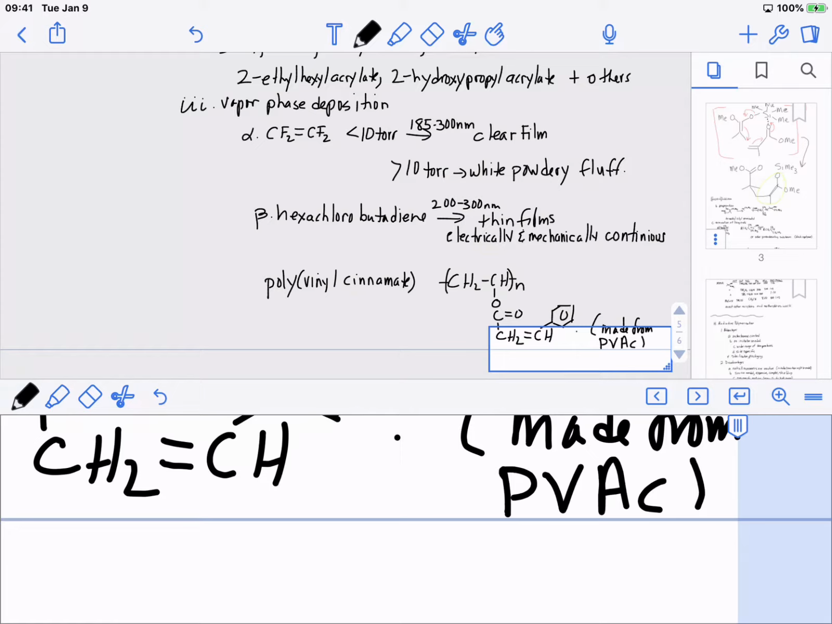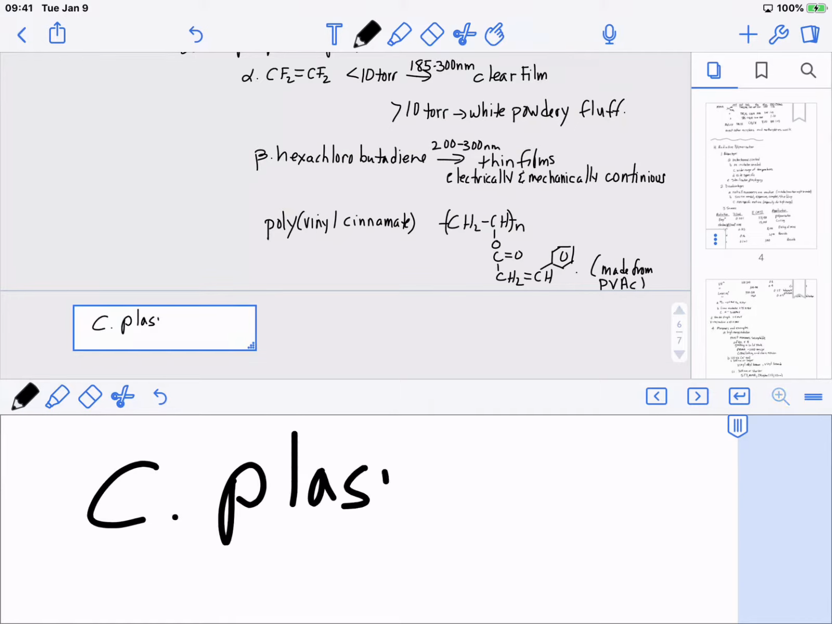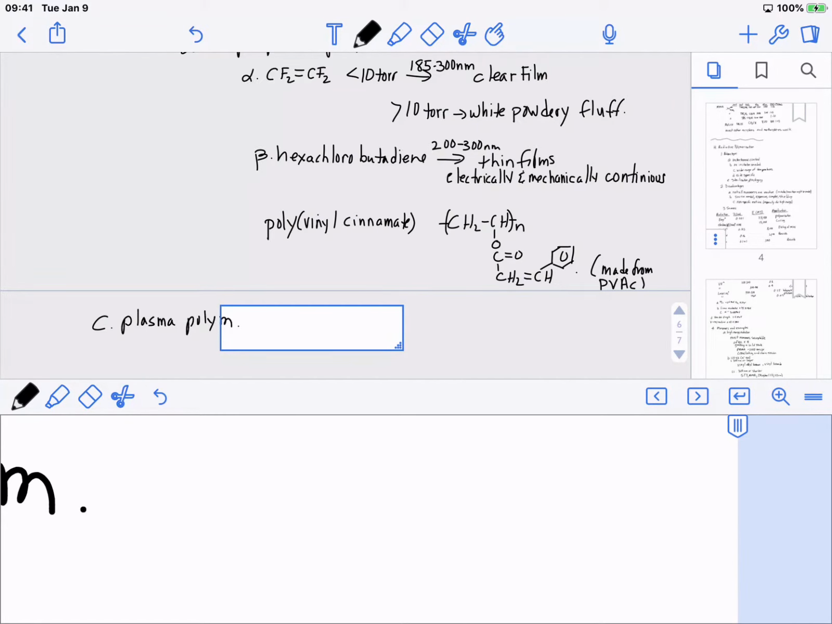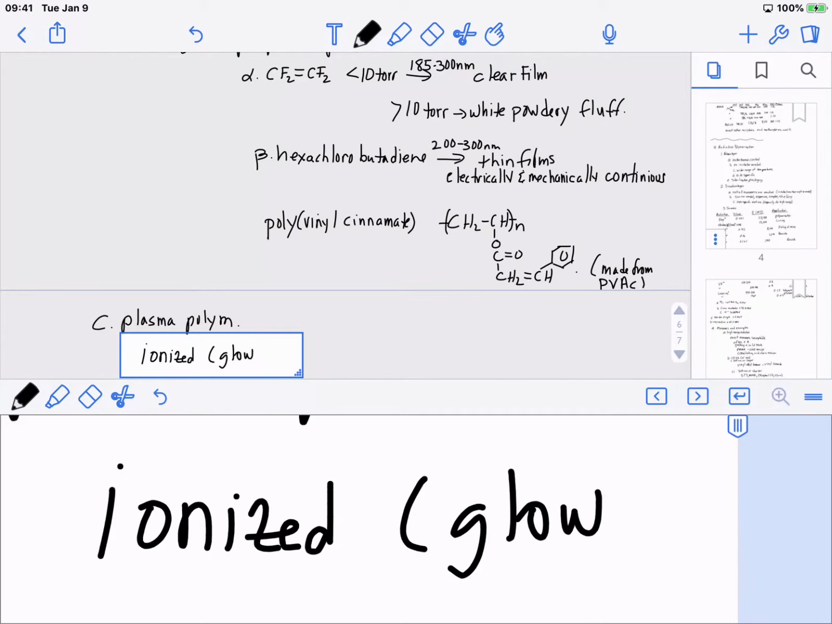Now, a couple more quick examples, then we'll finish. Famous last words, right? Quick examples. You can do plasma polymerization. Basically, what you do to do plasma polymerization is use an ionized gas. Kind of like what you would get in a fluorescent light, only much more intense. So you get ions in there, you get neutrals, and it's just a glow discharge, a kind of glow discharge tube.